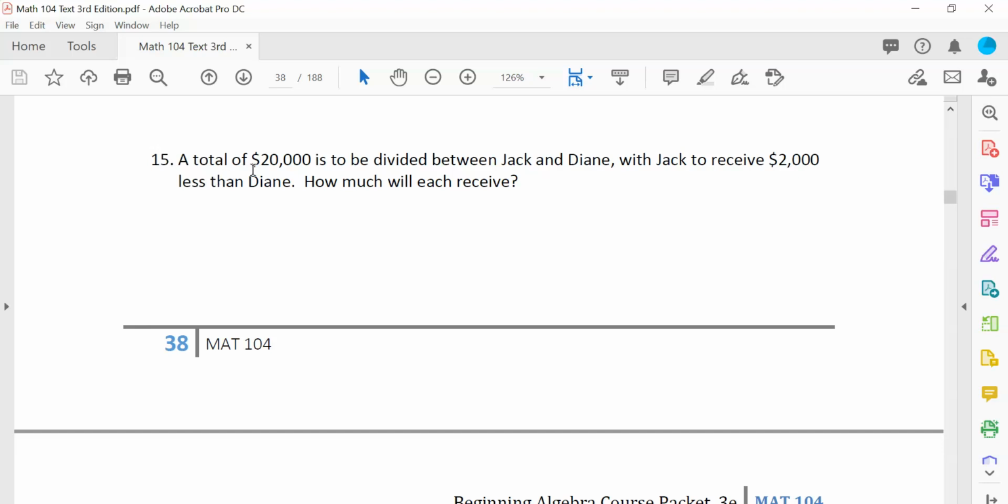A total of $20,000 is to be divided between Jack and Diane, with Jack to receive 2,000 less than Diane. How much will each receive? So what we see here is there's an amount and it's split between, in this case, two people.